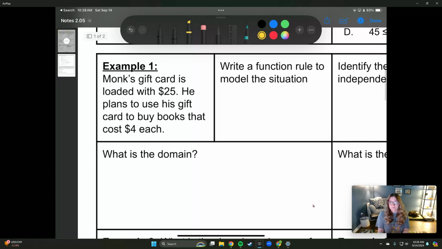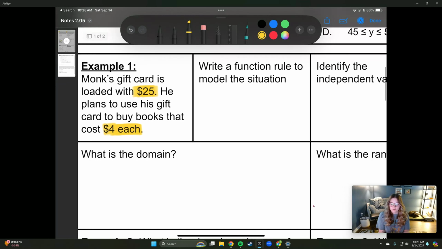Okay, so what I would do is I would take a look at this word problem we just did. Monk's gift card is loaded with $25. He plans to use his gift card to buy books that cost $4 each. Well, it's important to know that his gift card had $25 on it, and it's important to know that the books are $4 each. And I can't remember what grade exactly you probably talked about this, but the word each should kind of trigger something in your brain and kind of tell you what you're going to do with that. What are we going to use to solve here?